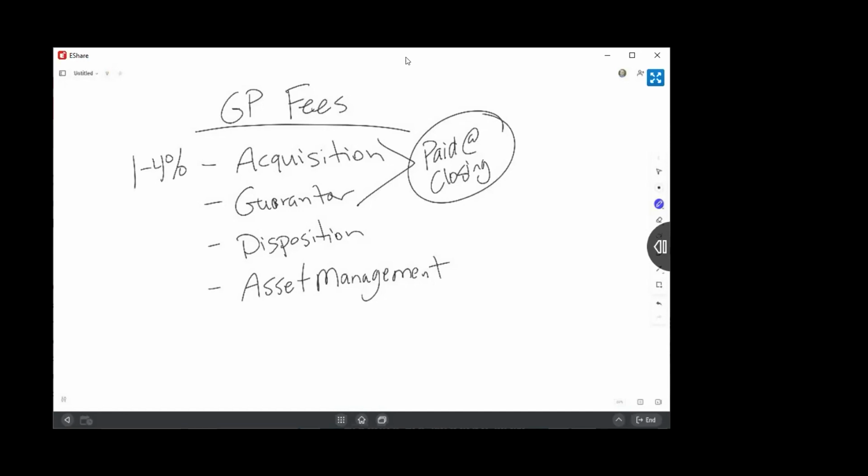The guarantor fee might be 0.5 to 3%, again, depending on the size of the asset. The disposition fee is usually 1 to 3%. And the asset management fee is kind of probably 1 to 4%, somewhere around in there. The asset management fee is usually paid out monthly, and it can either be paid out based off of the monthly income off the asset, or the equity into the deal. So it's like an equity under management type deal. That's how it can be calculated.